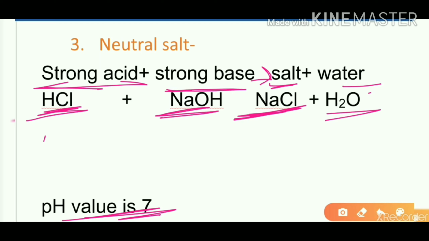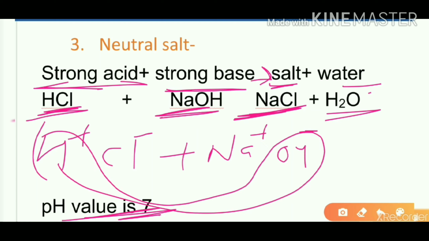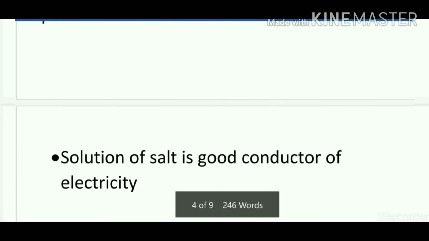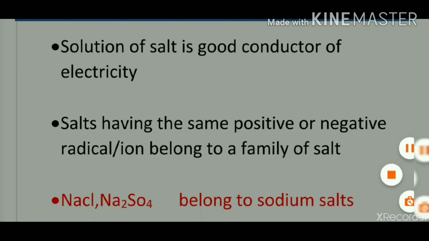Now we'll see H plus Cl minus, Na plus, and OH minus. Again this will react with this, and water will go out, and what is left is Na plus and Cl minus. So we will write this. In this way we get a salt which is neutral in nature. It is formed when a strong acid reacts with a strong base. The pH is 7.